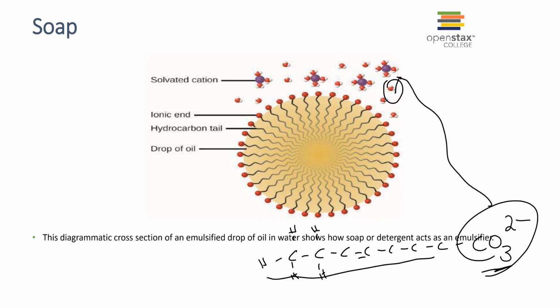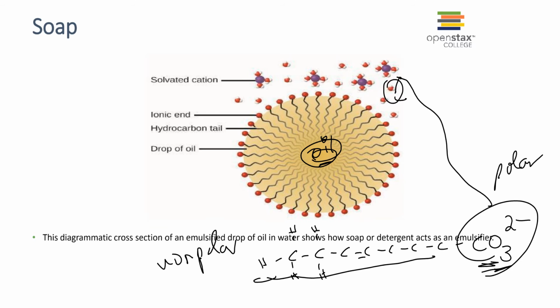And this lovely nonpolar end with all the carbons is going to surround a molecule or a droplet of oil, and it's going to take the oil and dissolve it in water. This is going to be called micellar action. It makes a sphere around our droplet of oil, but because we have one end that is polar and the other end that is nonpolar, we can take something nonpolar like oil and dissolve it into water.